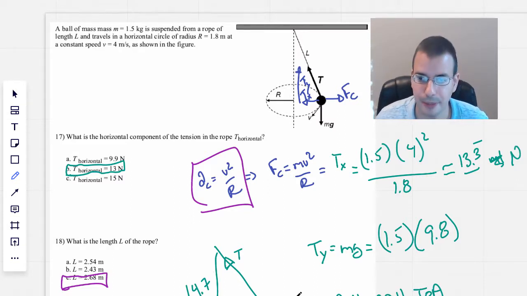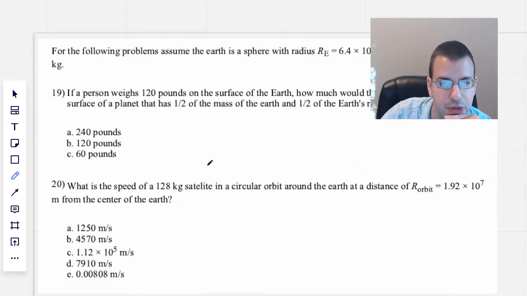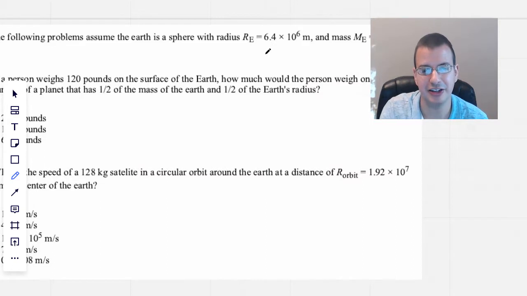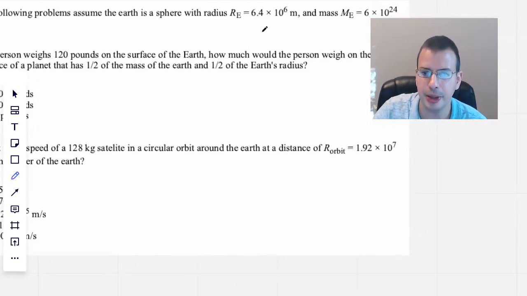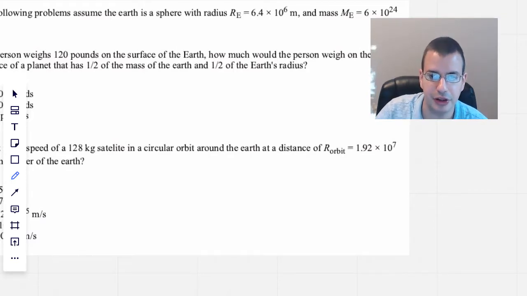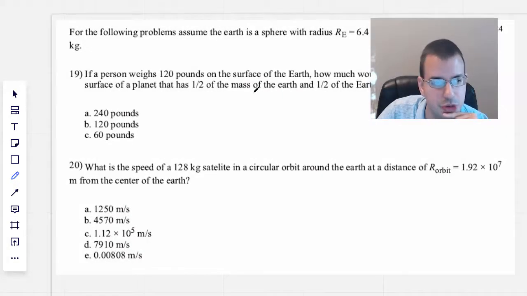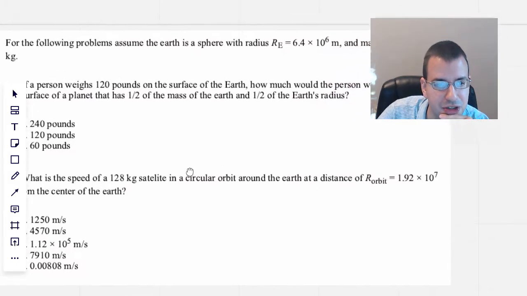Okay, on to the next problem. For the following problems, assume the Earth is a sphere. Okay, I think that's 6,400 kilometers. Yep. And mass of Earth is 6 times 10 to the 24th. I think the sun is about the same, but times 10 to the 30th. So, okay, seems reasonable. Person weighs 120 pounds on the surface of the Earth.